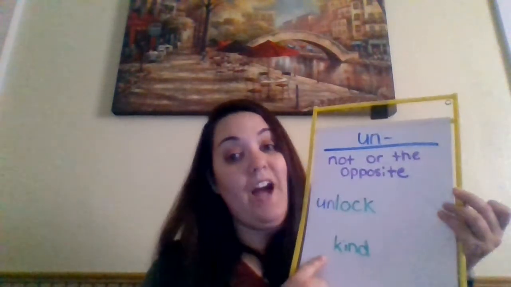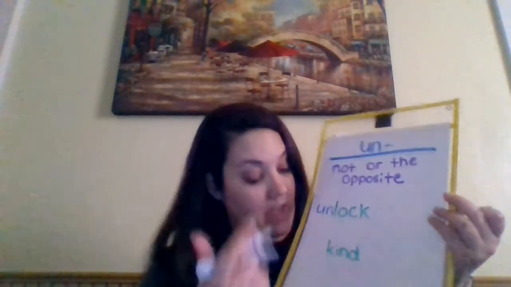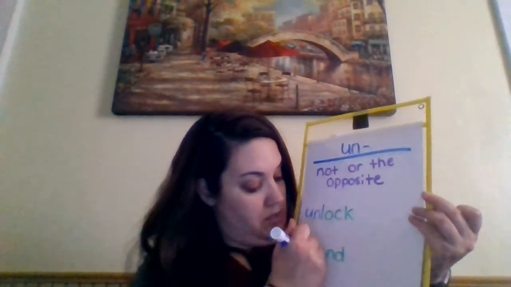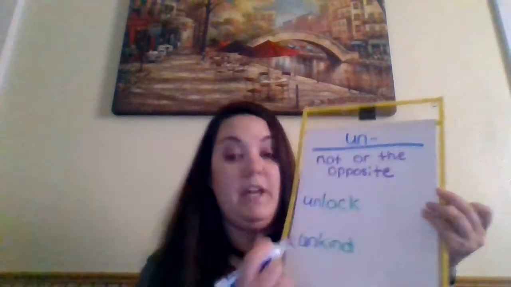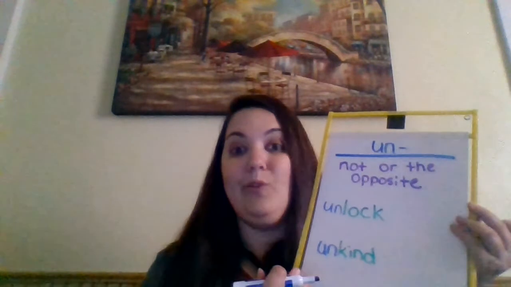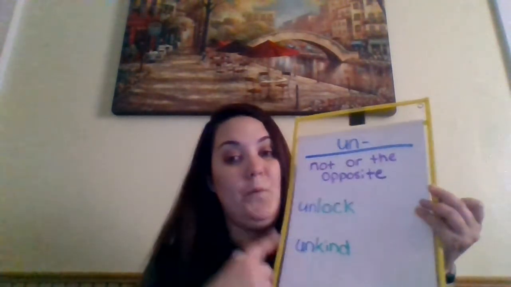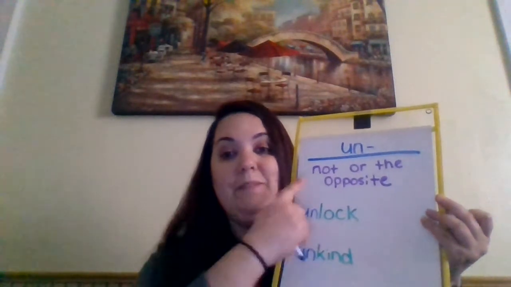So now I have kind. We know that kind means being respectful to others. If I add un to make unkind, it means that someone is not being kind. So if you're unkind, you are not kind. So un, when we see it at the beginning of a word, it means not.